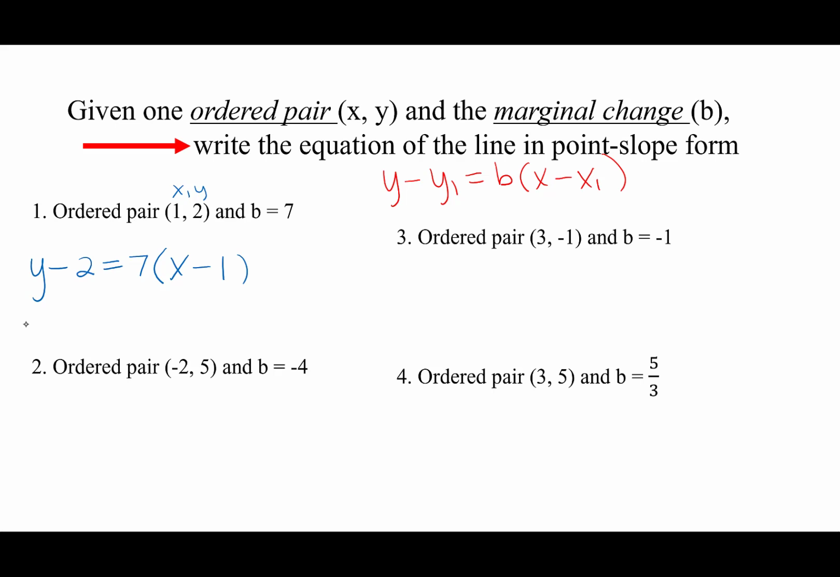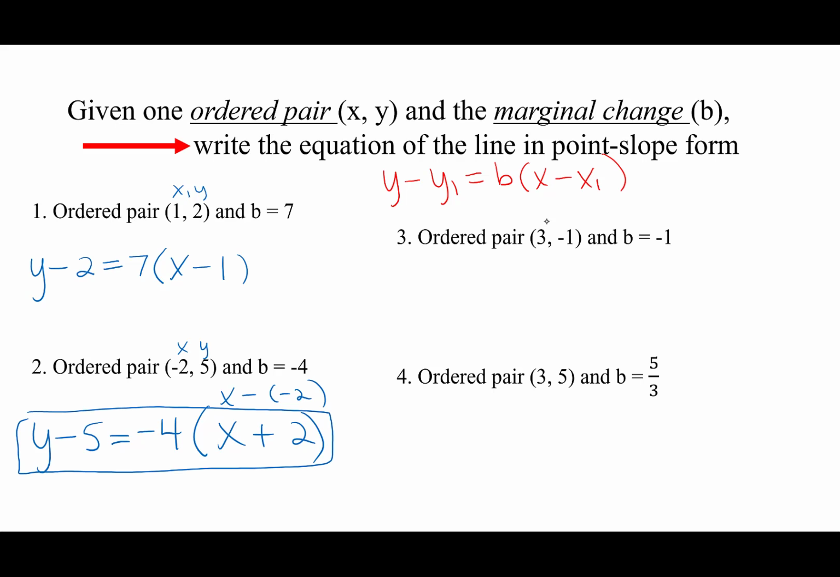Okay, number 2. Ordered pair is negative 2, 5, and the marginal change is negative 4. So we'll take the equation and we'll go y minus 5 equals negative 4 times x minus a negative 2. X minus negative 2 is the same as saying x plus 2. And so that's what we'll put in our equation because that's a more proper form.